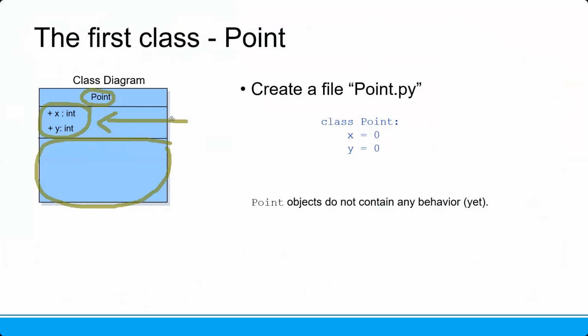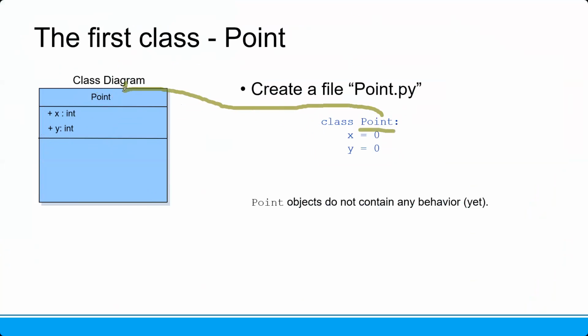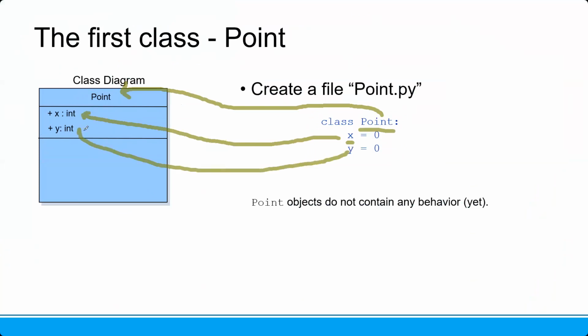So how can we create this in Python? The file in Python will be something like this. Class, we want to define the class name, which is point. How do we know that the name is point? Point is from the class name. So X is from this data, and Y is from this data.